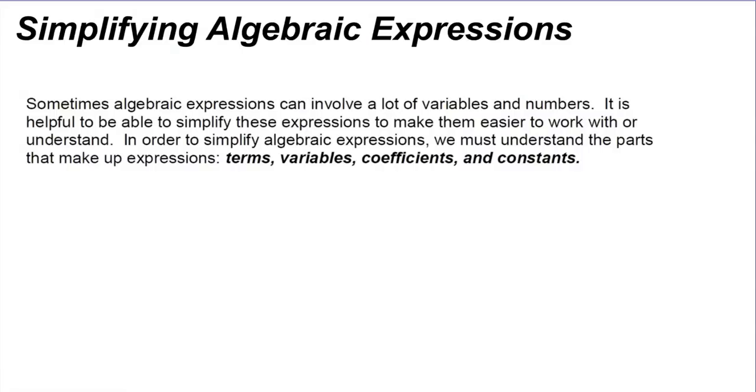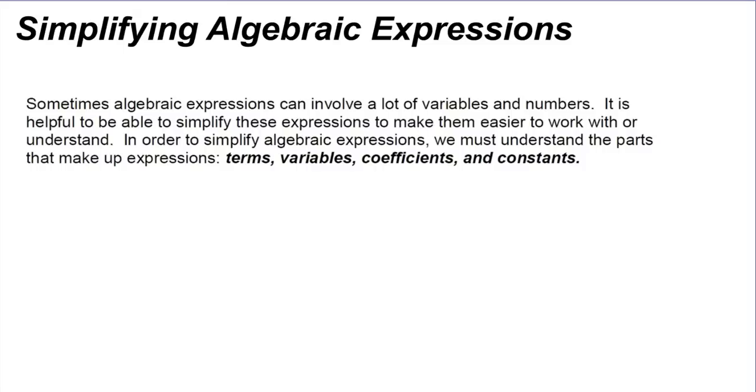several different concepts. So it says sometimes algebraic expressions can involve a lot of variables and numbers. It's helpful to be able to simplify these expressions to make them easier to work with or to understand. In order to simplify algebraic expressions, we must understand the parts that make up expressions. Now, these parts right here are going to be the things that I'm talking about: terms, variables, coefficients, and constants. Now, we've already talked about variables in the past, so I'm not going to spend time talking about variables, but I am going to talk about terms, coefficients, and constants first.